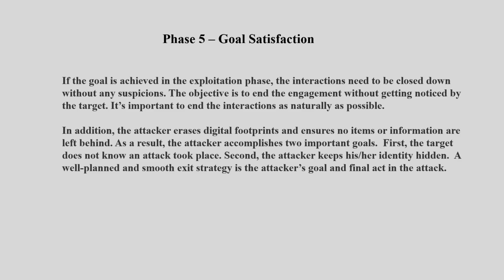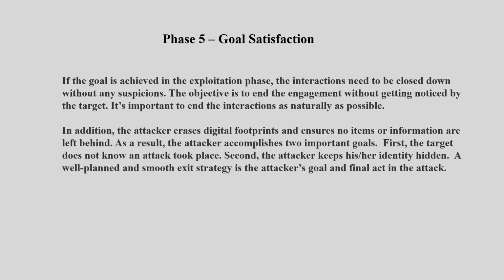If the goal is achieved in the exploitation phase, the interaction needs to be closed down without any suspicion. The objective is to end the engagement without getting noticed by the target. It is important to end the interaction as naturally as possible. In addition, the attacker erases digital footprints and ensures no items or information are left behind. As a result, the attacker accomplishes two important goals. First, the target does not know an attack took place, and second, the attacker keeps his or her identity hidden. A well planned and smooth exit strategy is the attacker's goal and final act in the attack.